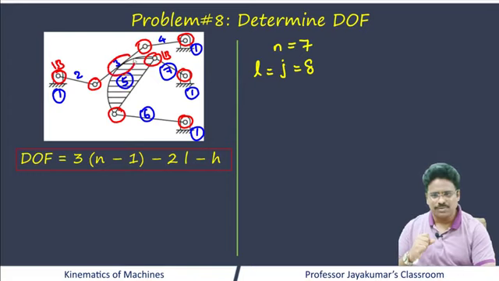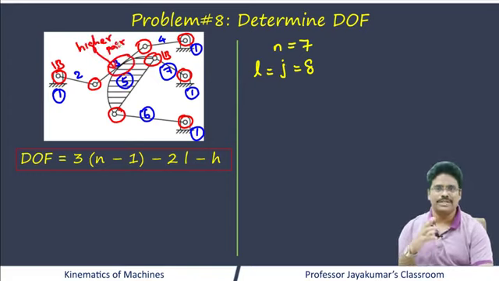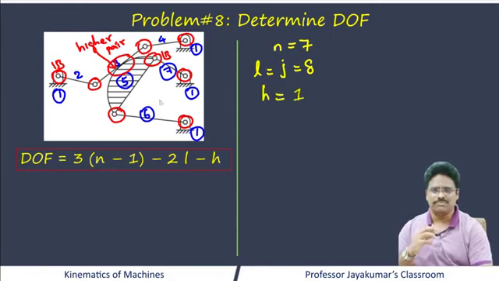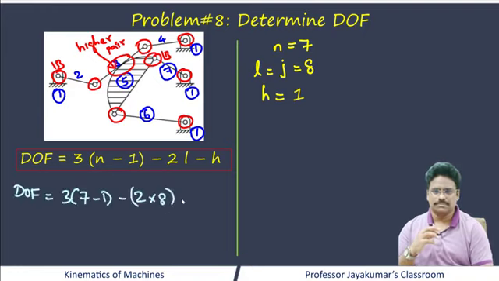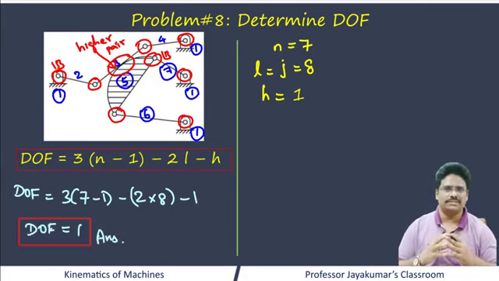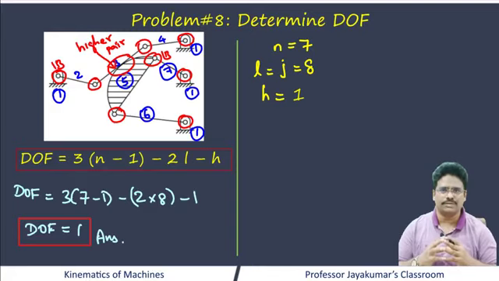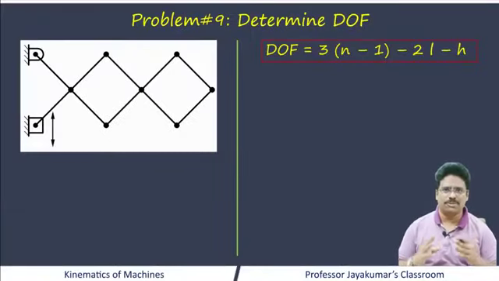Here we have a higher pair joint because it forms a point contact. Therefore, substituting them, we will be getting the answer. So we are obtaining the answer as 1. Shall we move on to problem number 9?